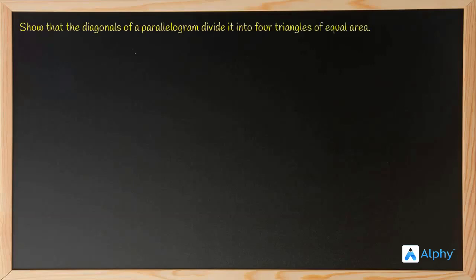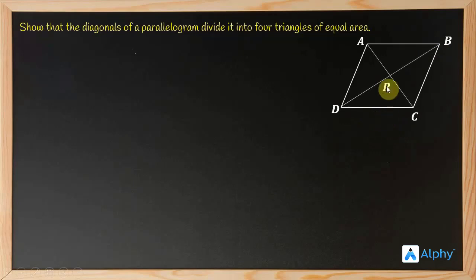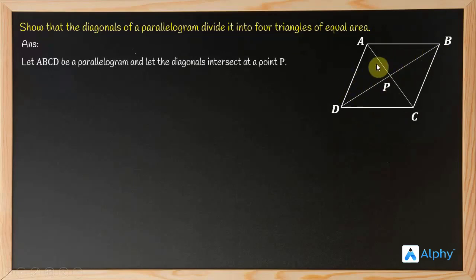Let's see the next question. Show that the diagonals of a parallelogram divide it into 4 triangles of equal area. So if you consider a parallelogram ABCD, and now let's draw the diagonals and let the diagonals meet at a point P. Then we are asked to prove that all the areas are equal. That means area ADP and area APB and area BPC and area DPC are equal.